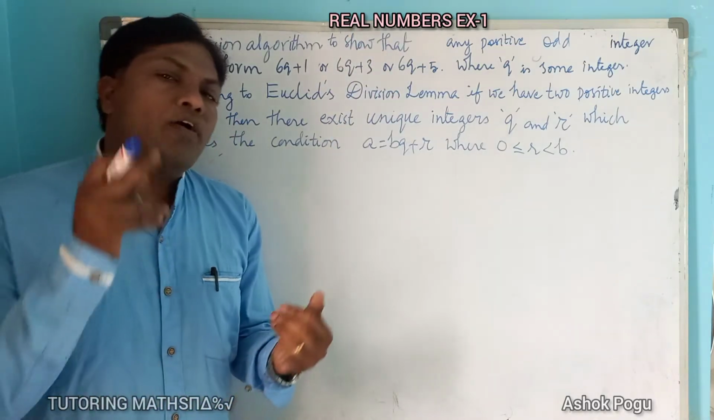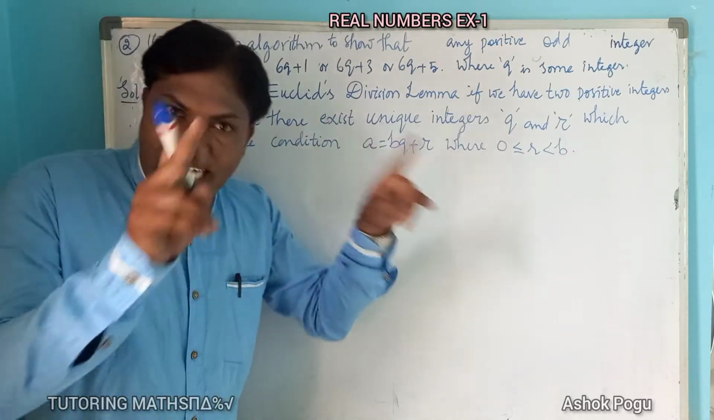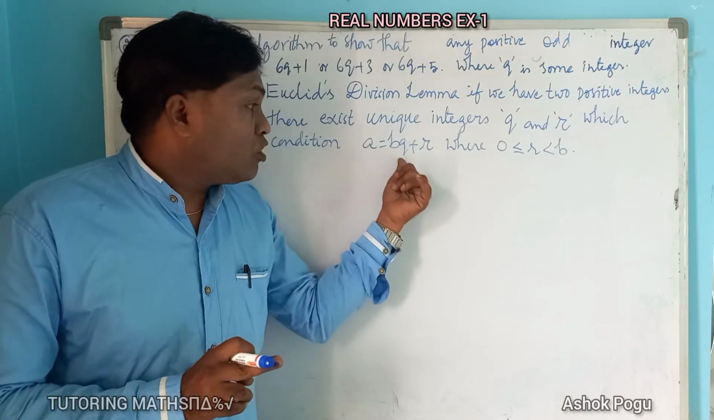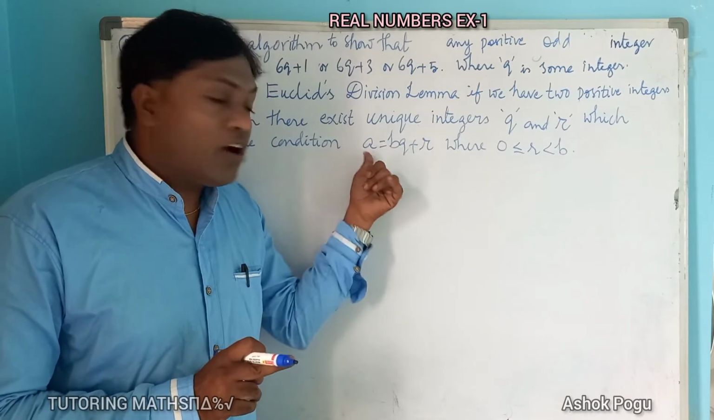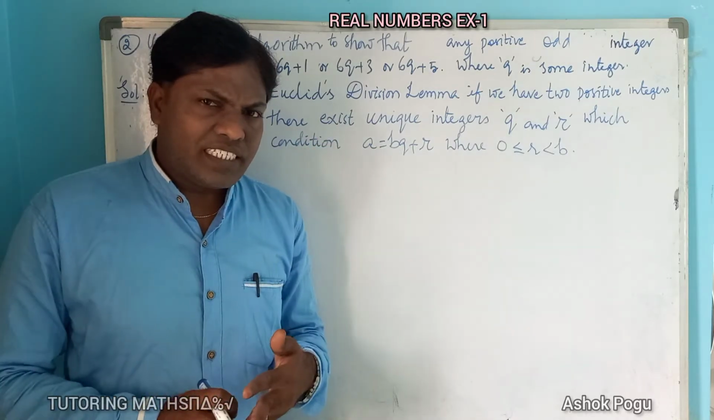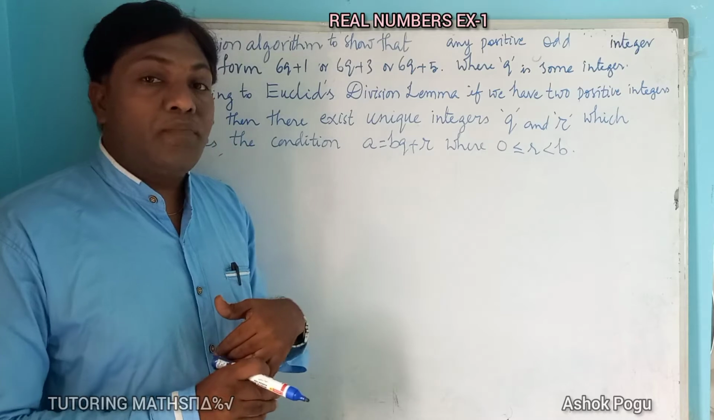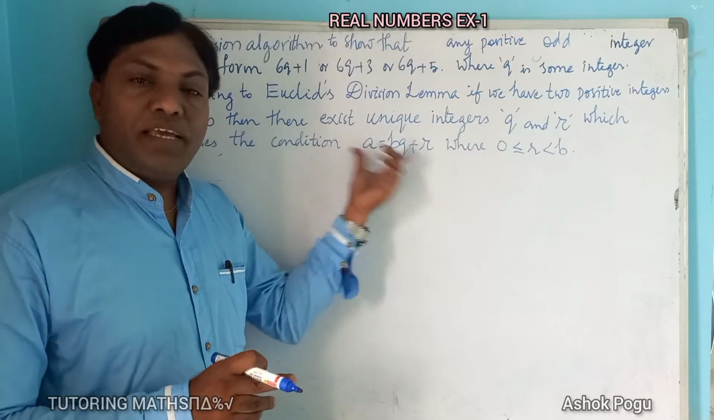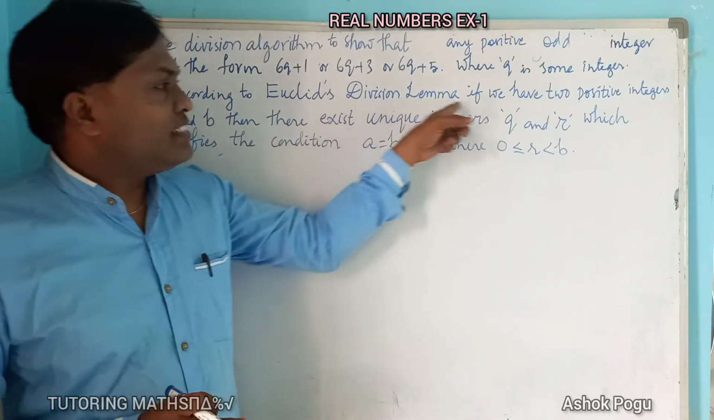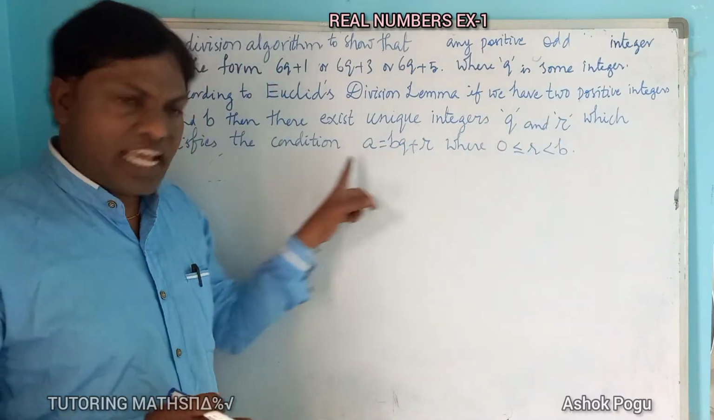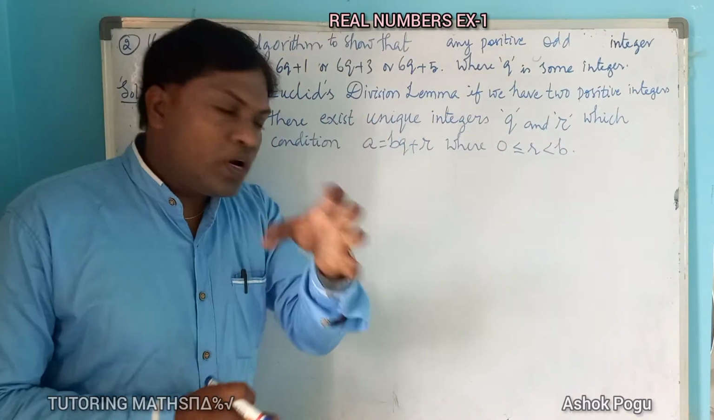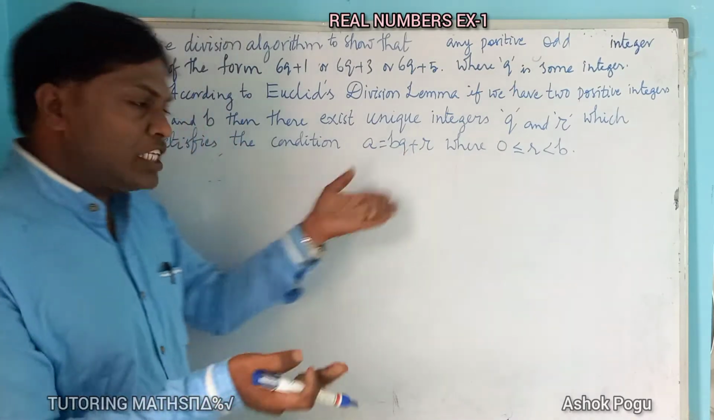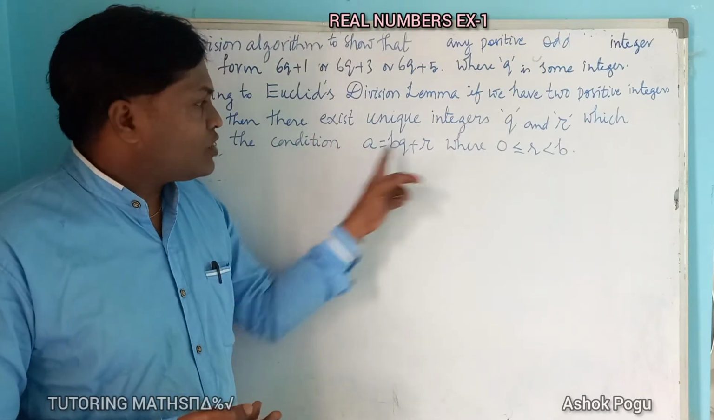Generally we know that according to Euclid's division algorithm, the standard form is a equals bq plus r. What is the standard form? a equals bq plus r. Here a and b are any two positive integers. Already we have discussed this in the introduction of Euclid's division lemma. According to Euclid's division lemma, if we have two positive integers a and b, then there exist unique integers q and r which satisfy this condition.